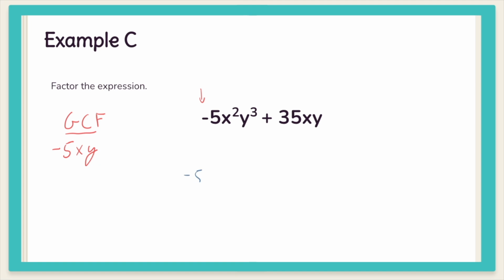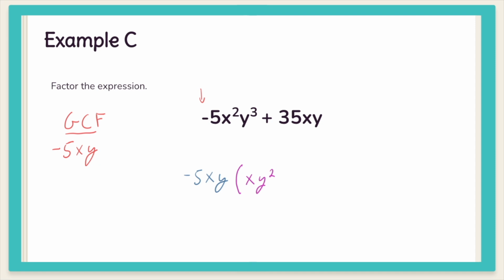So -5xy. And now we're going to see what we have left. If I divide -5 by -5, that's going to leave me with just positive 1. Now we're not going to write 1, because we don't write coefficients of 1. But we're going to look for our x's now. I took away one of the x's, so that means there's still one left. There are 3 y's there. I took one away, so now I have y squared.